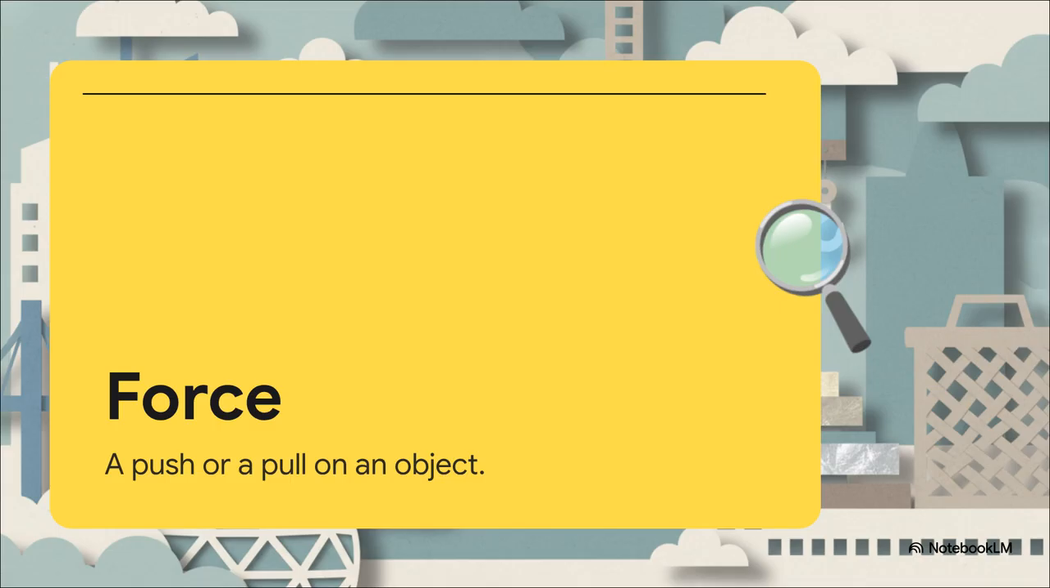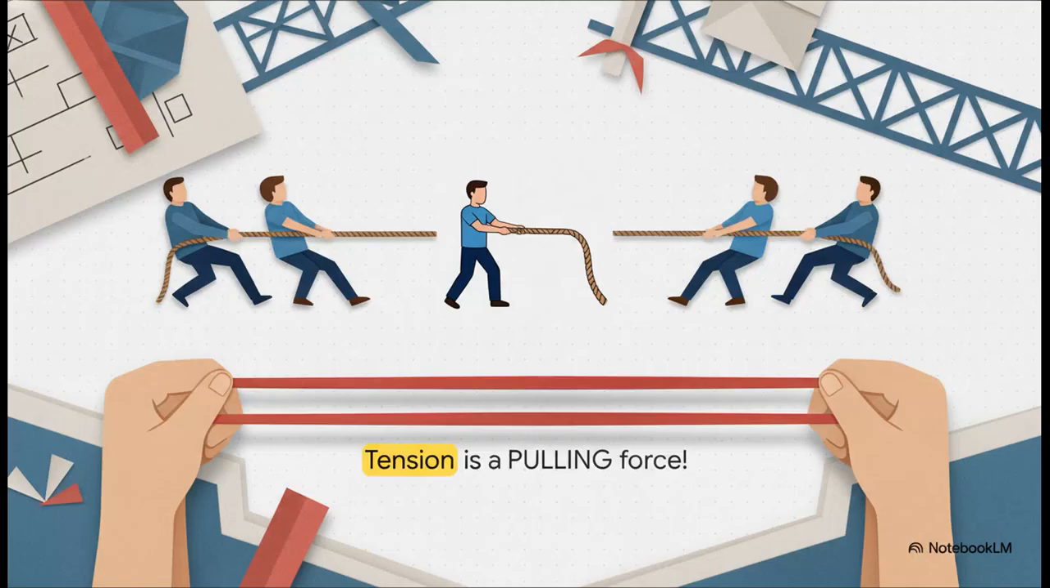That is a force. Every single building, bridge, or even your own house is made up of parts called structural members. And these parts have to constantly handle all these different pushes and pulls all day long just so the building doesn't fall down. And here is a perfect example of our very first type of force: tension.